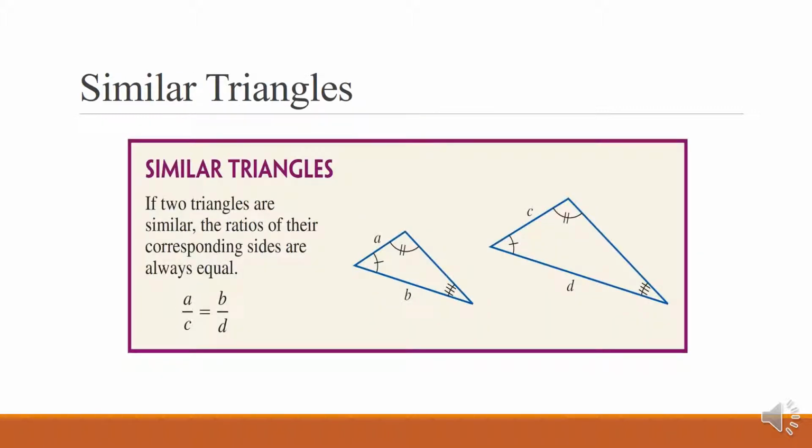Here's the theorem or definition or formula, whatever you want to call it, for similar triangles. It says if 2 triangles are similar, then the ratio of their corresponding sides are always equal. So we have A over C, those are the matching left-hand sides of the triangle, is equal to B over D, which is the matching bottoms of the triangle. You don't necessarily need to have this formula memorized, but you should know how to use it.